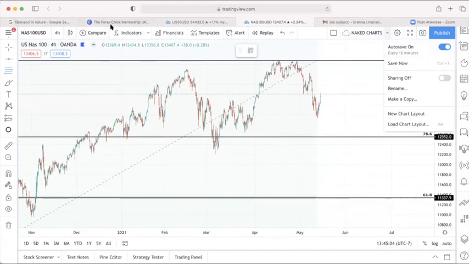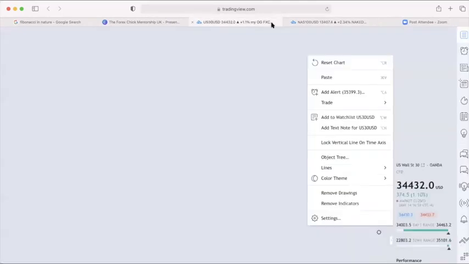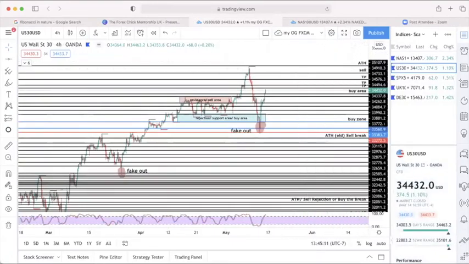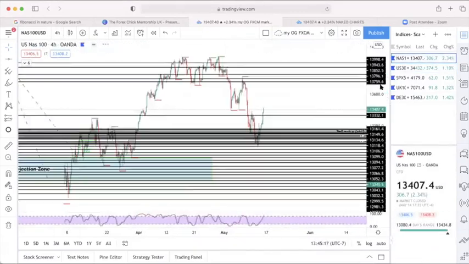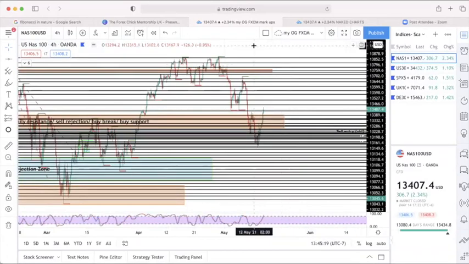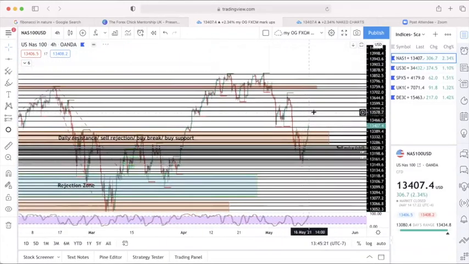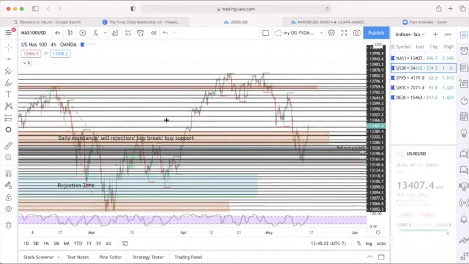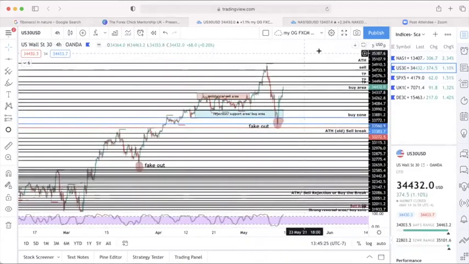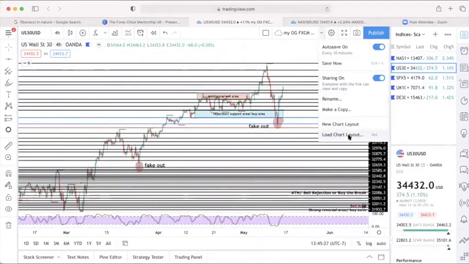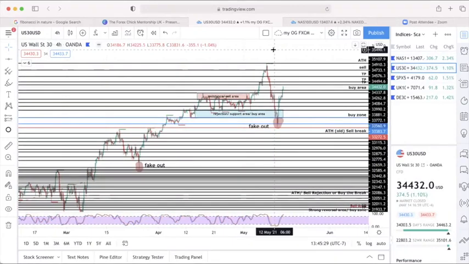Let me see if I can show you guys. Okay, so see this? This is on my 4 hour. Oh wait, this is my US 30. Let's go to NAS. Well, it's the same thing. Okay, my NAS, this wasn't my same NAS. I would have to go to a different layout to show you my most recent NAS chart.